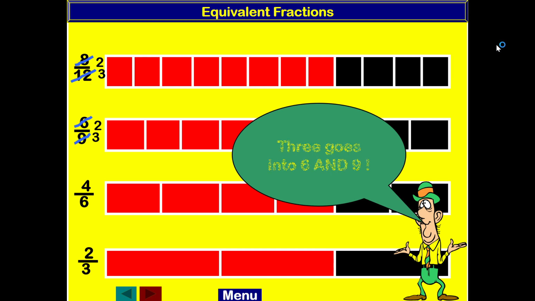And 2 goes into 4 and 6. That means we can divide 4 and 6 by 2, and it gives you 2/3. So when we simplify all these fractions, it gives you back 2/3. So they have the same value. All these fractions are called equivalent fractions, or sometimes we call them the same fractions.